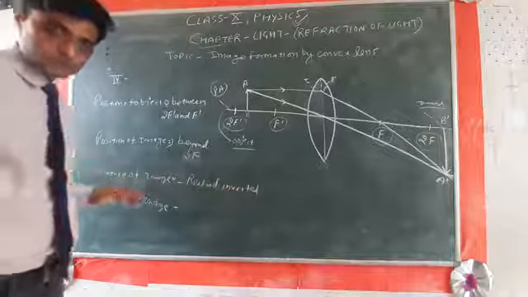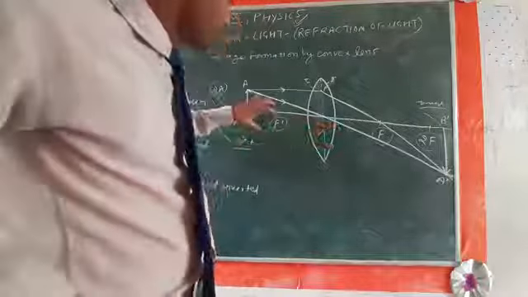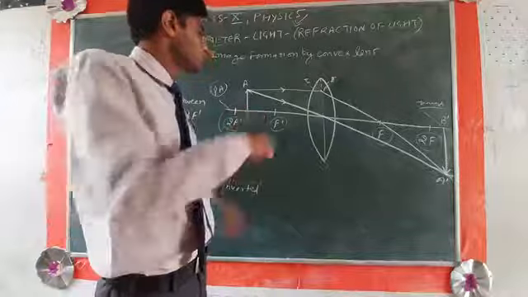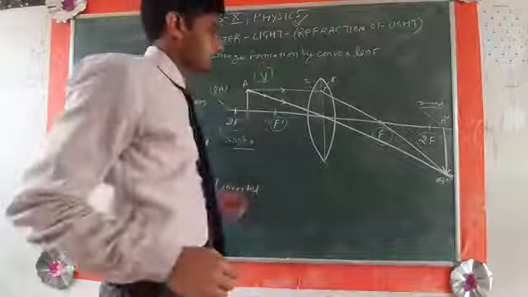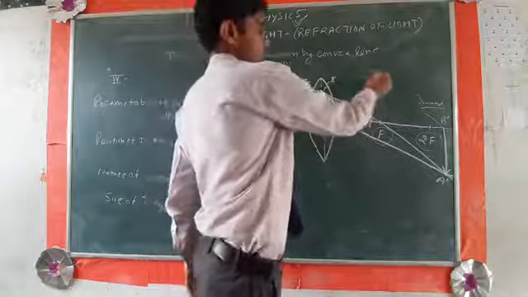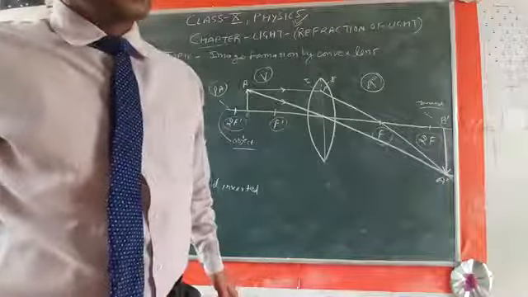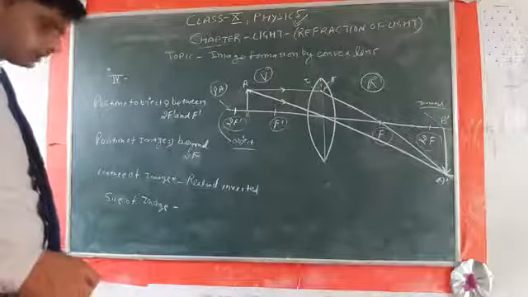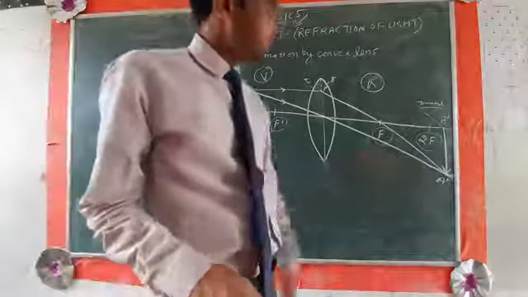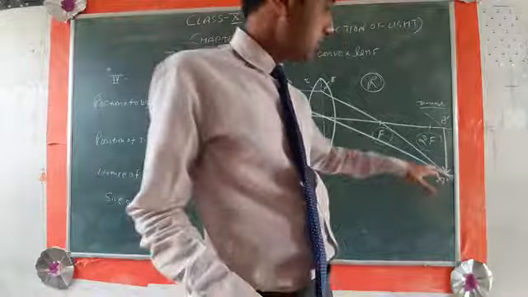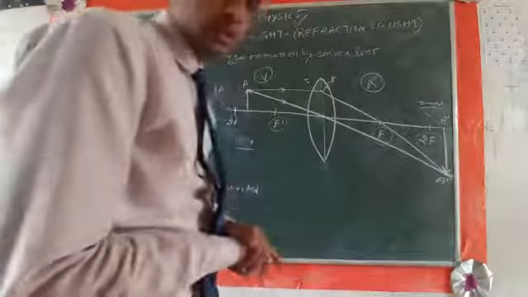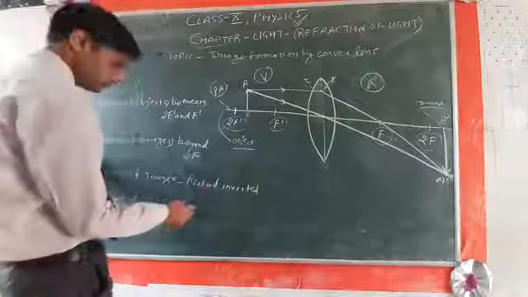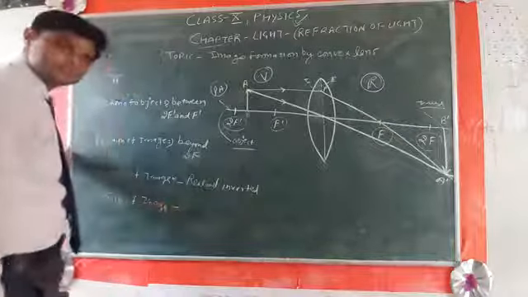As you know, the image obtained in front of the lens, on the same side as the object, is virtual, and on the other side it is real. So it means the image is real and inverted. Okay, and the size of image, as you can see in the diagram, the image is larger than the object. It means you can say the size of image is magnified.